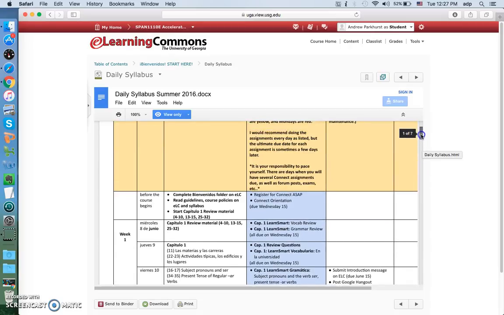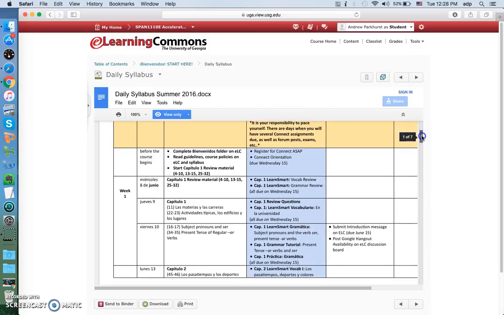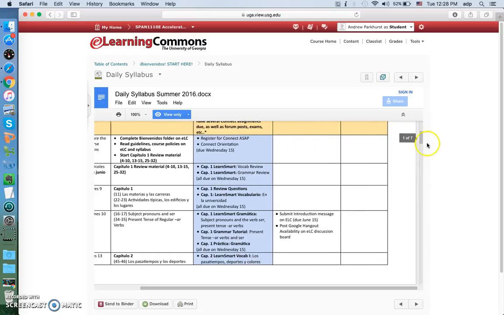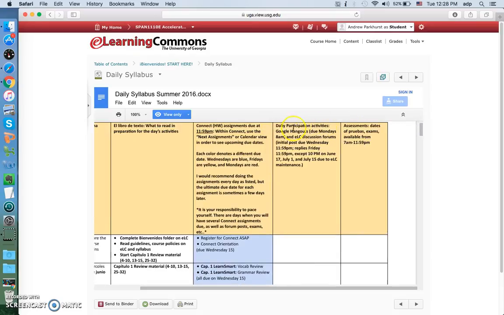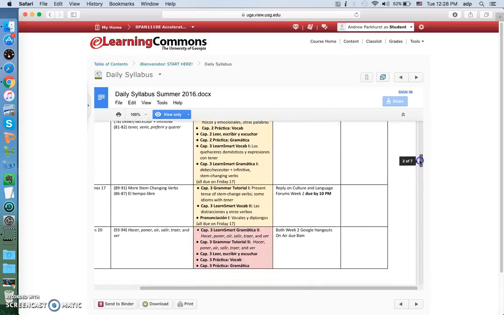My recommendation is that you go day by day and do this stuff as it comes up. That will make your life easier, but I'm trying to give you some flexibility so that you don't feel like you have to be on there every single day doing the online work. Okay. You're going to have participation activities, Google Hangouts, which we'll talk about in a minute, and eLC discussion forums. So the due dates for these are included here as well.